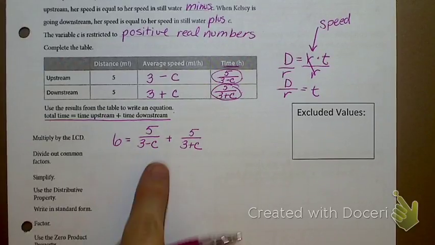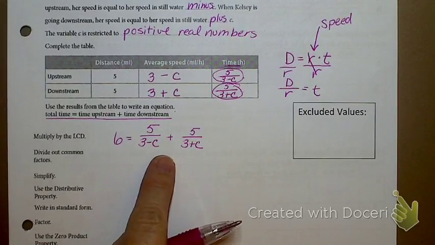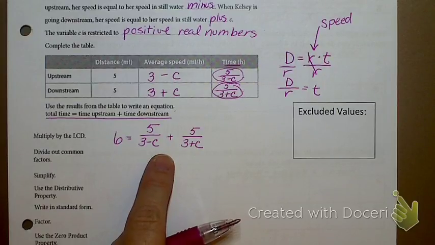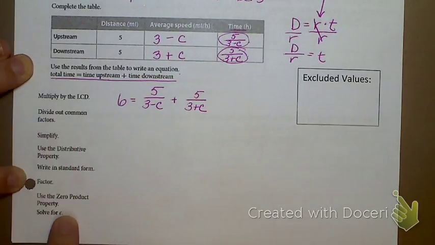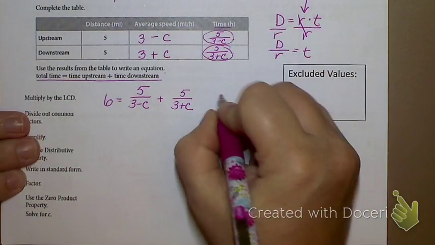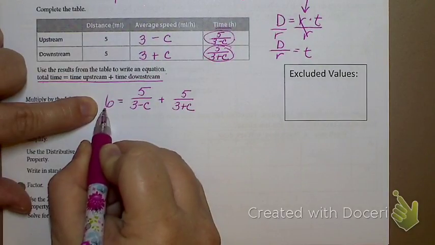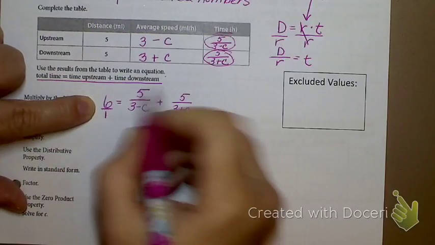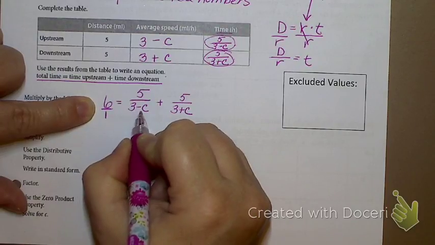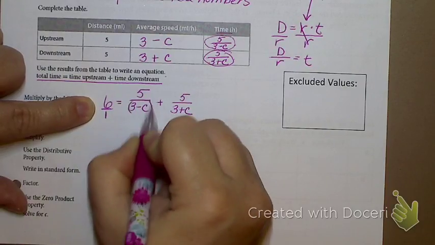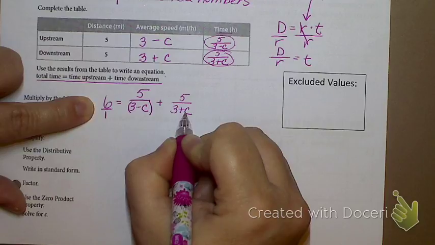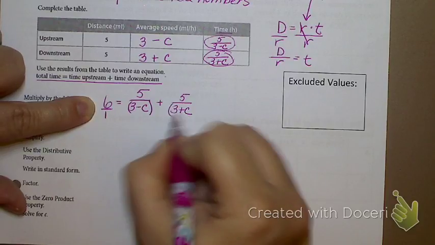Now that I have it in an equation, this should look like something you did last night for homework. What do I need to do? Find the LCD. Now, they have it step by step over here. I'm going to kind of ignore that and just do it the way I did yesterday. What's my denominator over here? 3 minus c, can that be factored? No, so I'm going to put it in parentheses. 3 plus c, can that be factored? No, so I'm going to put that in parentheses.